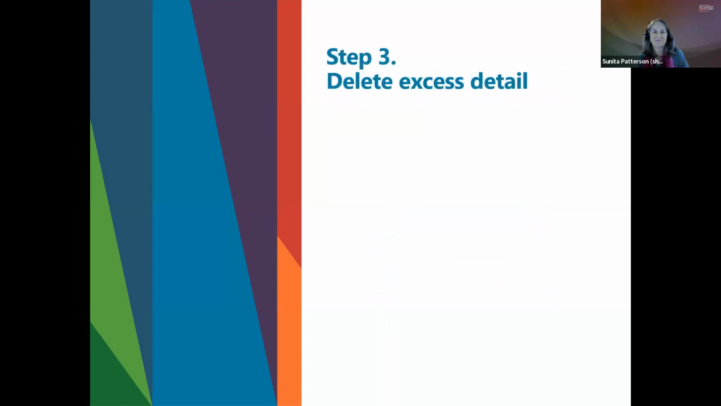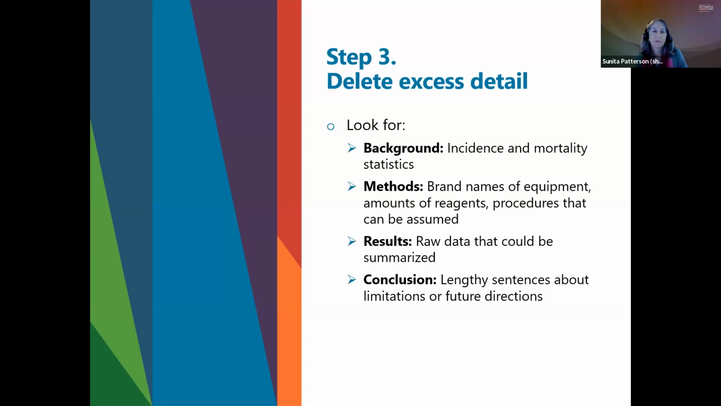All right, step 3. So now we've evaluated the basic framework of the abstract, the key components, and the important supportive information. So next, you can look for excess detail. So this is information that might be relevant, but unnecessary and easily omitted. So here are some examples of the types of information that might be unnecessary in the abstract, important to include in the main article, but in the brief format of an abstract, maybe not so important.